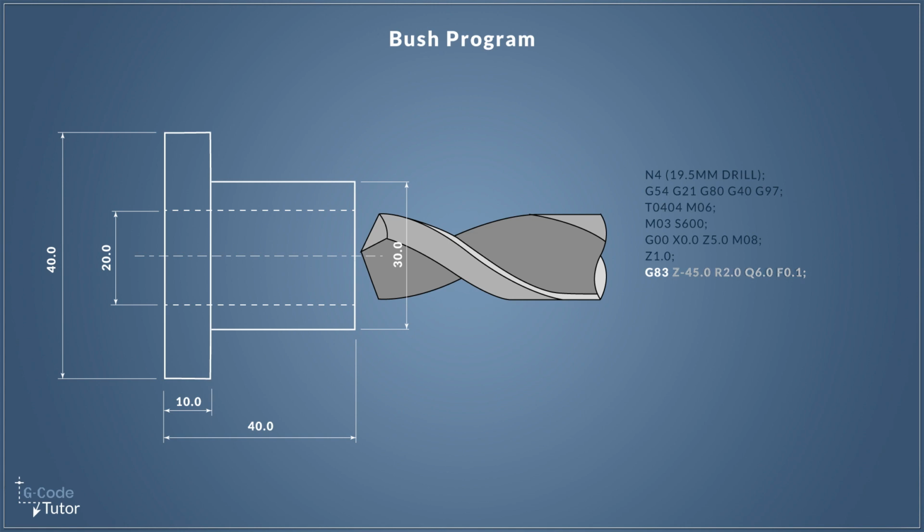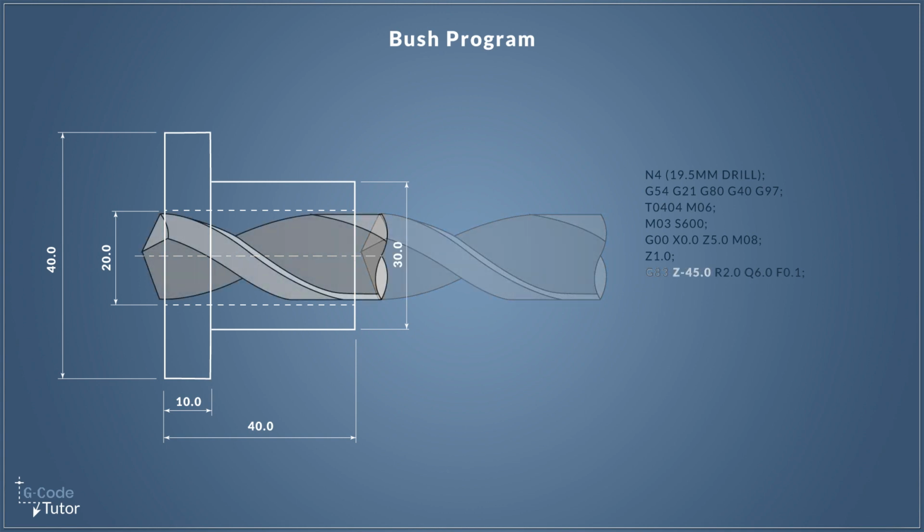But by using a G83 cycle, we're retracting outside the part after each peck, and this allows the coolant to get in the bore and blow all that swarf out the bore and also keep everything nice and cool. So the G83 peck cycle removes that drill from the bore after each peck. So our Z depth there is Z minus 45 millimeters.